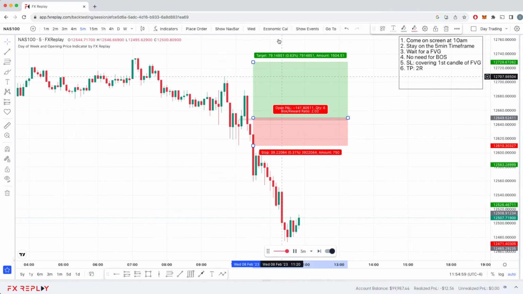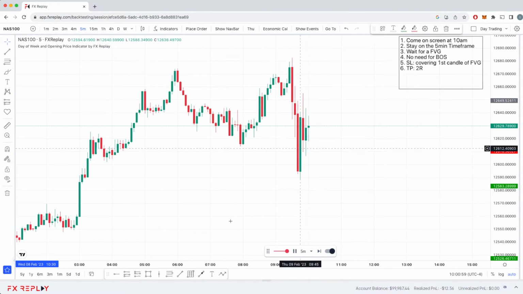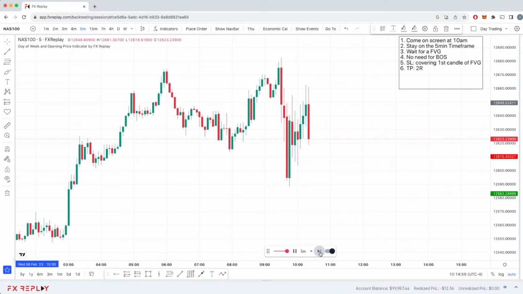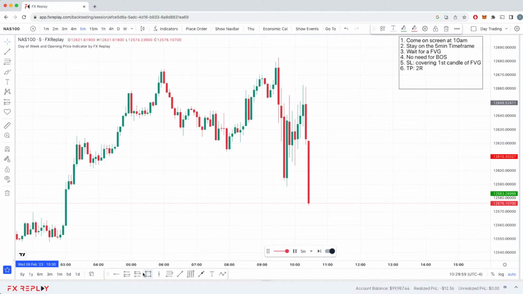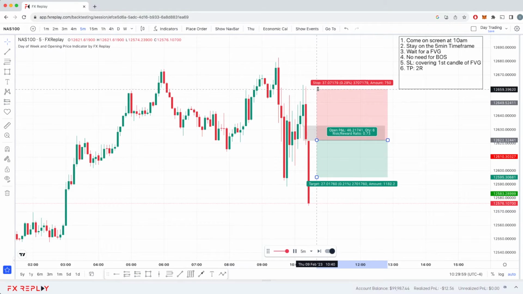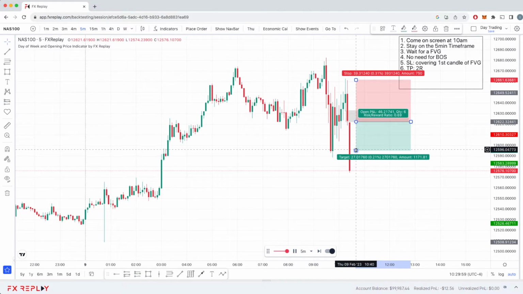Okay. Next day. So there are also some things that you need to keep in mind, and we'll cover them as the examples are coming. Hopefully we can get some good examples. So a good fair value gap right there with a little open gap in here. Just put the order, cover the first candle with a 1 to 2.